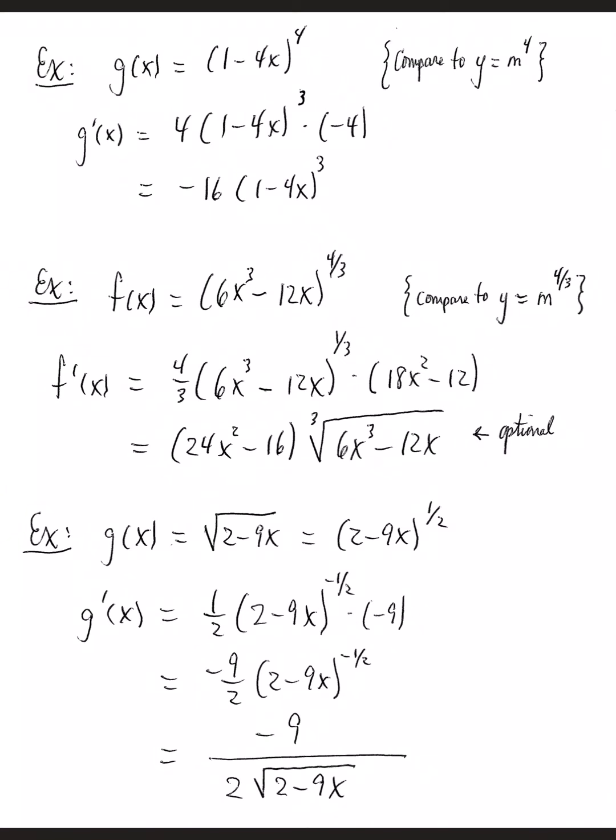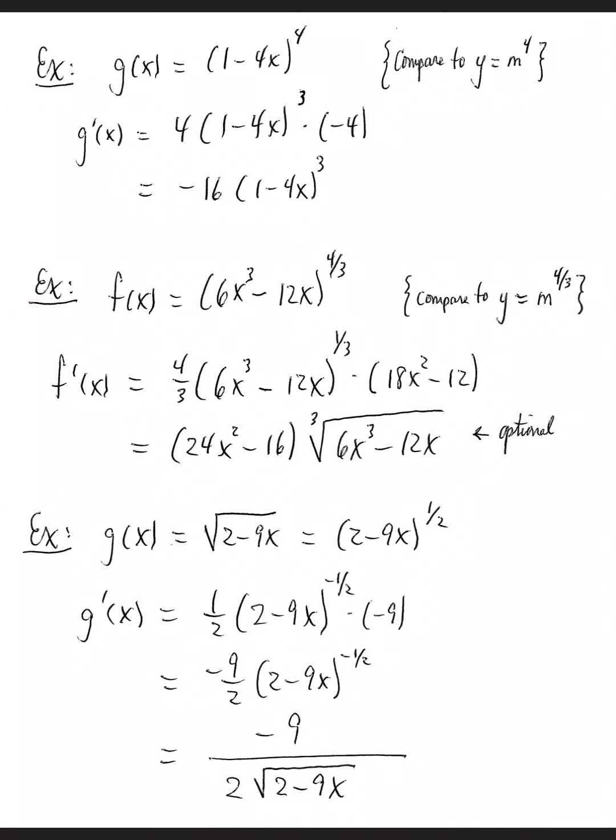In our third example, we have g of x defined as (1 minus 4x) to the fourth. We can compare that to y equals u to the fourth. It's just something to the fourth power. The derivative of the outside will be 4 something cubed. That something is your interior part left alone. So it's 4 times (1 minus 4x) cubed times the derivative of the interior, which is negative 4, and that gives us negative 16 times (1 minus 4x) quantity cubed.